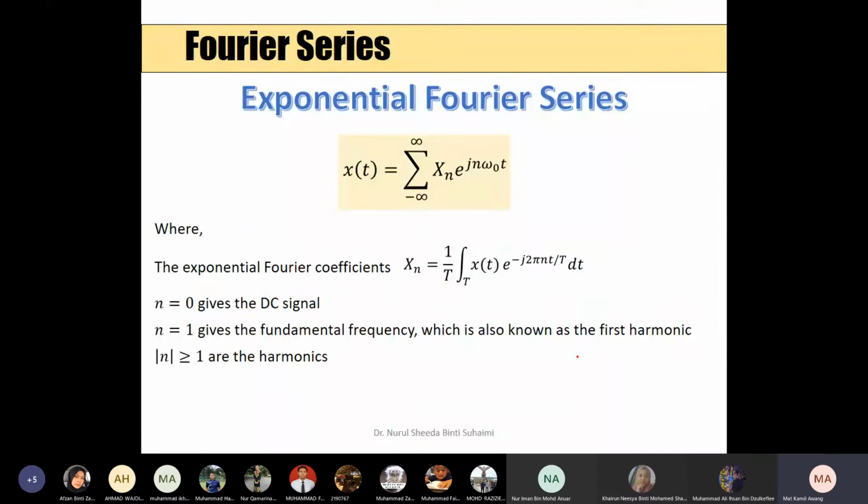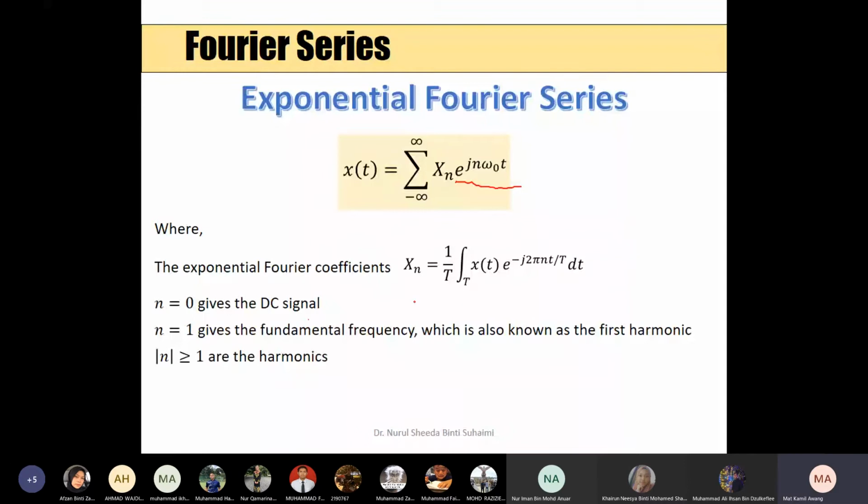The second form of Fourier series is the exponential Fourier series. In exponential Fourier series, you write the series in terms of the exponential term e to the j n omega naught t. When n equal to 0 it is a DC signal, where the exponential Fourier coefficient X of n is equal to 1 over T integration over the period T of x of t e to the minus j 2 pi n t over T dt. So n equal to 0 gives the DC signal.